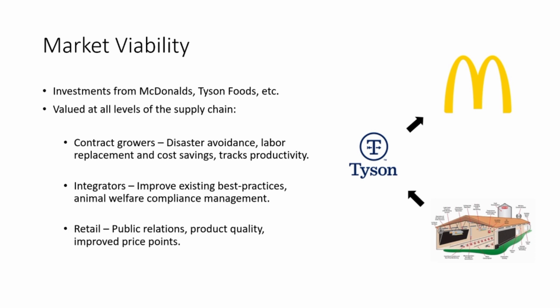Integrators that purchase poultry products to distribute to the market, such as Tyson, can ensure compliance with animal welfare policies and can also better define the best practices of poultry farming and survey broiler houses to more accurately make investments. And retailers such as McDonald's also stand to gain from a lower price of purchasing raw goods and also marketing the benefits of better animal welfare.